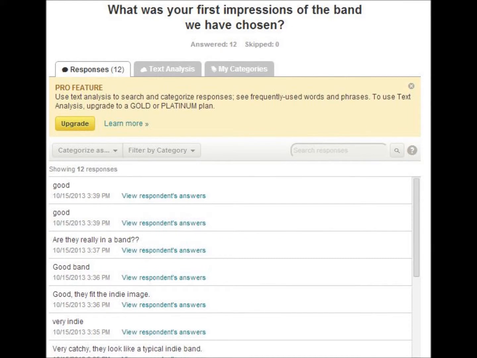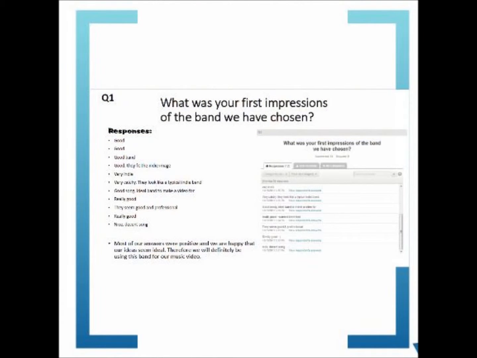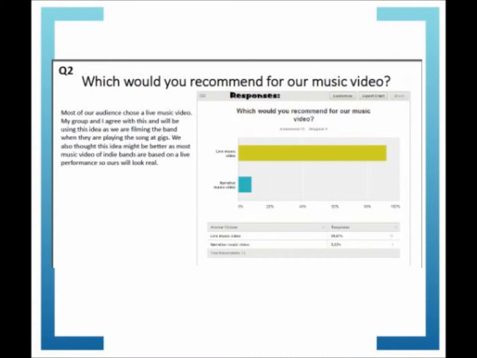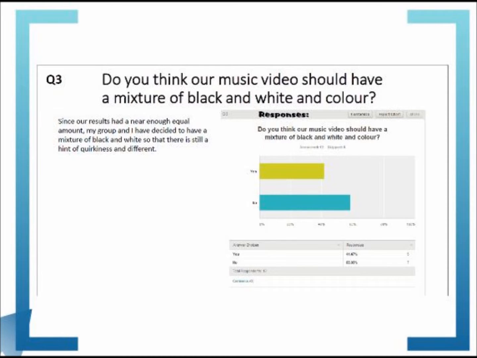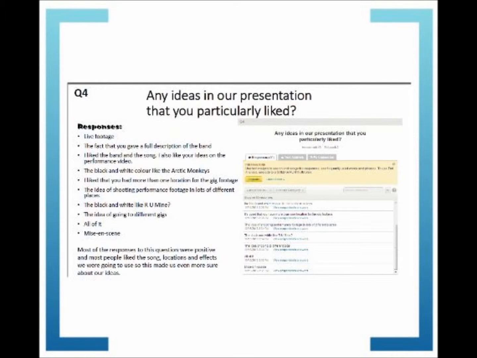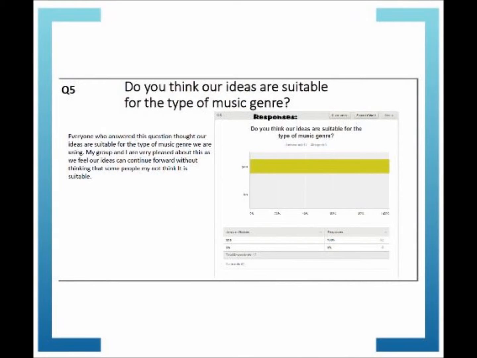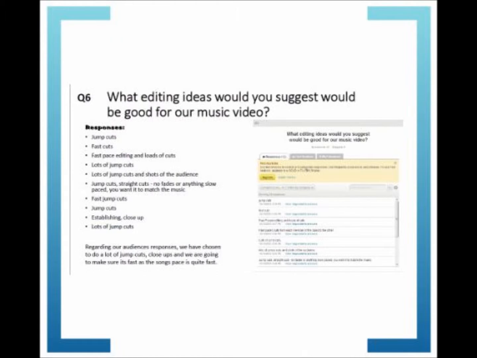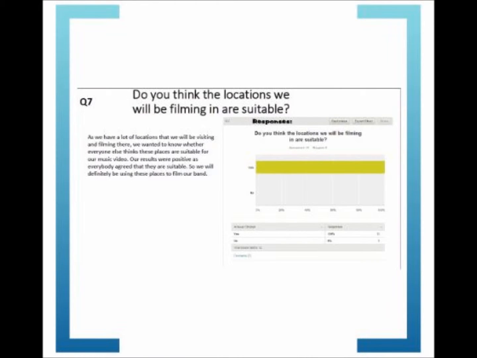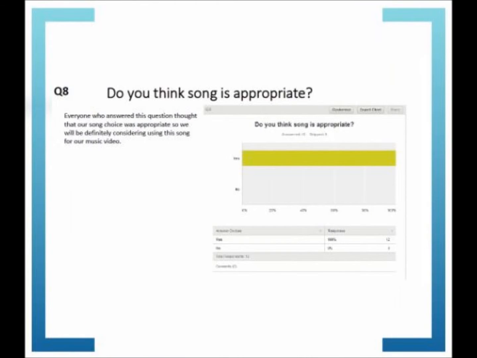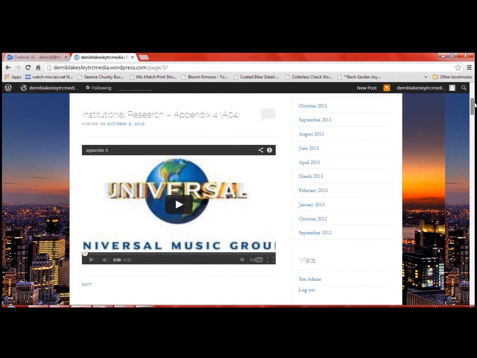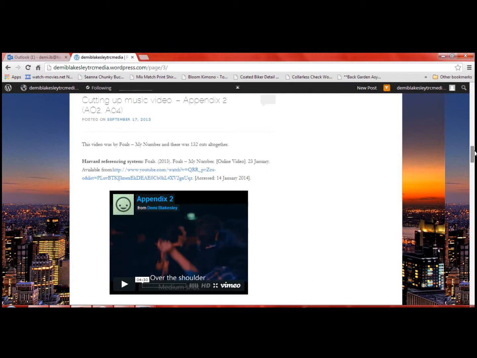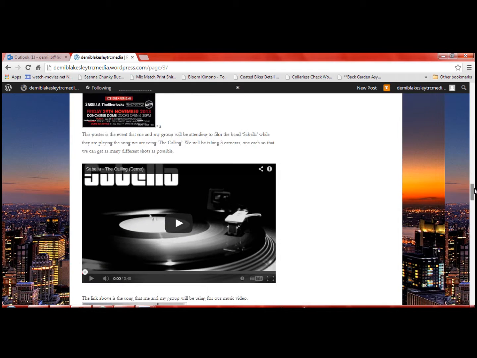We then used Prezi.com again to analyse these results. After that, we put the evidence of our planning on our blogs on WordPress.com.